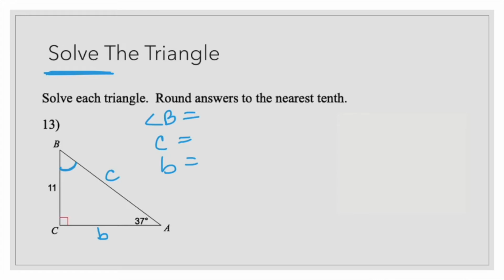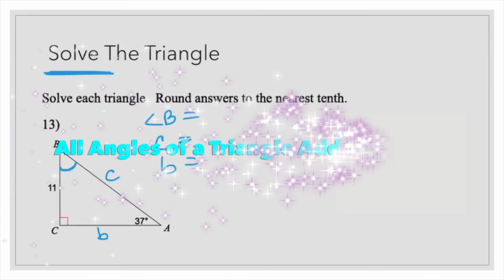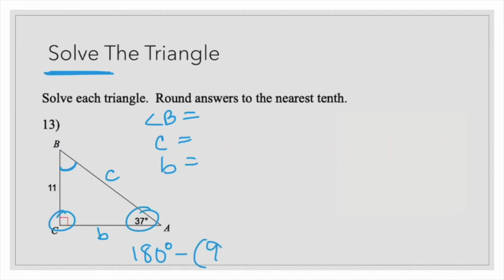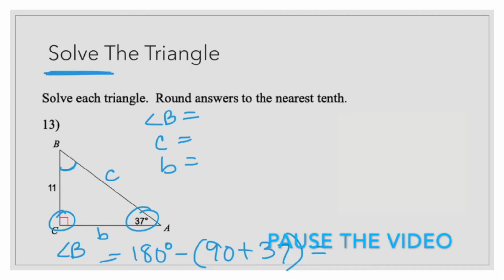Sometimes we can do it in any order we want, and sometimes it really matters the order we do it because of what we know. We're going to do angle B first, and what you need to know is that all the angles of the triangle add up to 180 degrees. We know this is 90. We know this is 37. So if we added those up and then subtracted that answer from 180, we would get the measure of angle B. I'll let you do that one. Come back when you have the answer. I got 53 degrees, so that is angle B.